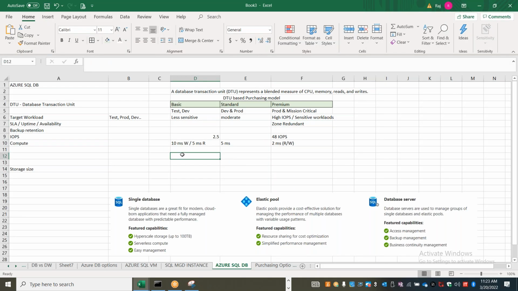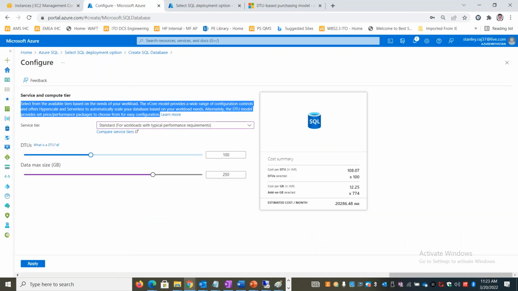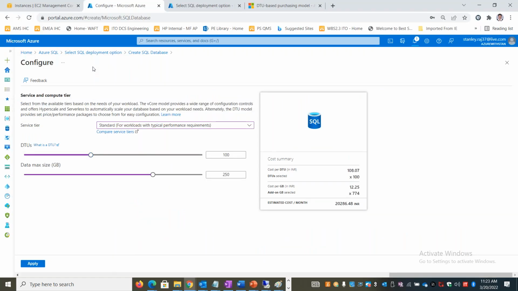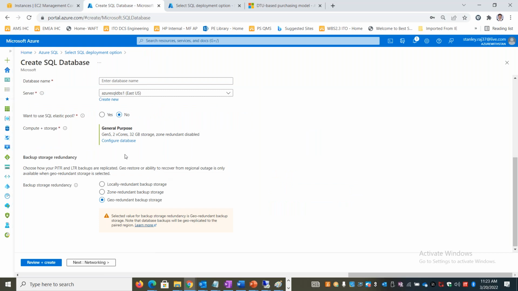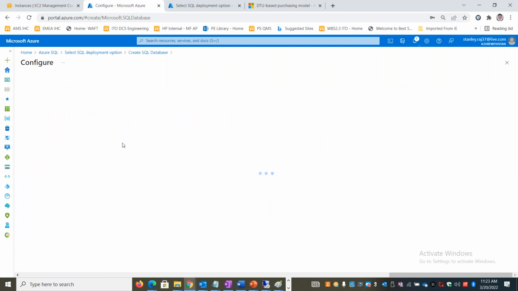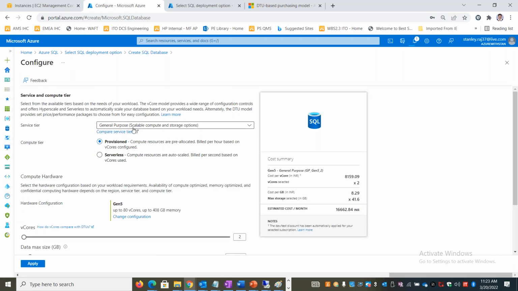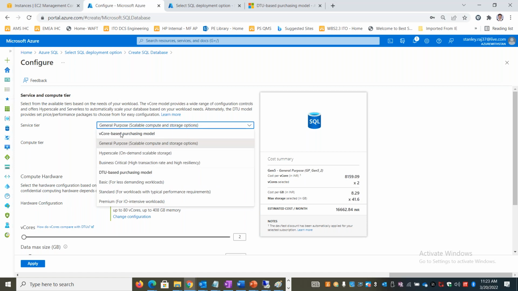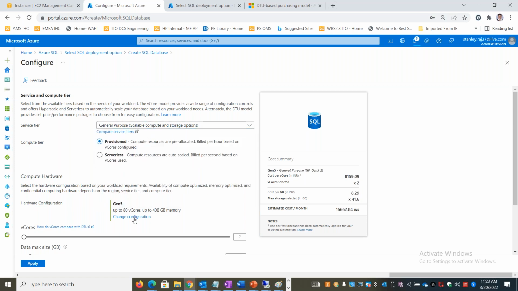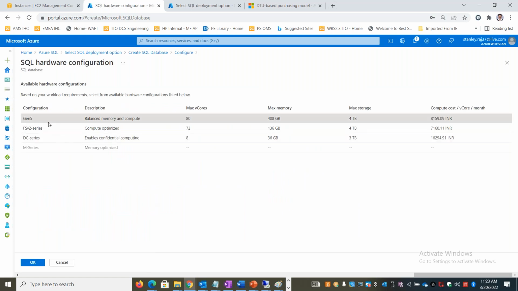Okay, so let me just copy paste this so that you can choose the DTU model based on the performance requirement. The other thing that you need to understand is the generation behind this. If I go back one step and select this, you are also getting multiple generations. Currently we are using the general purpose vCore model, right? And at the bottom, you have the option to choose between different generations. Gen 5 provides you up to 4 terabytes of storage, maximum 400 GB capacity, and you can go up to 80 virtual cores. The older generation instance family doesn't provide you that much.